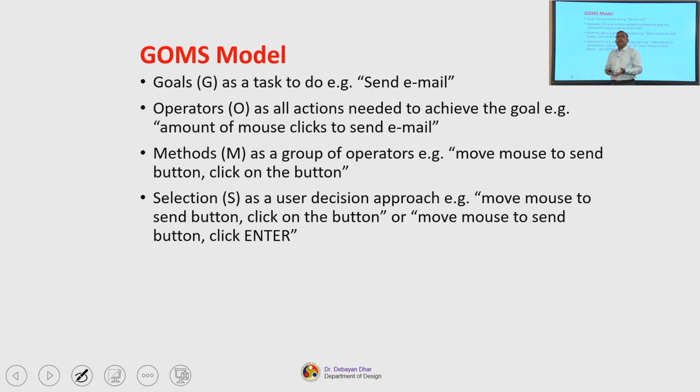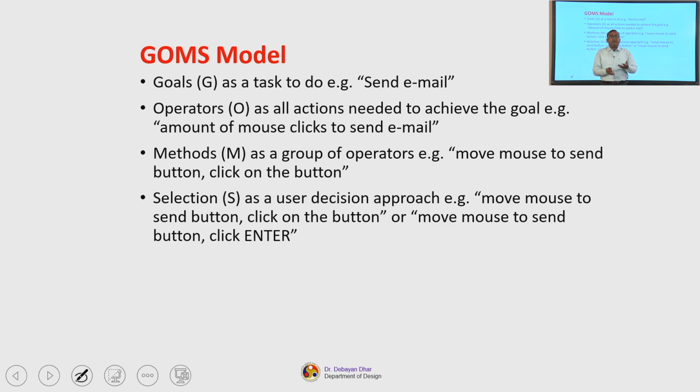Now, let us understand how we analyze GOMS for a particular task. Goals are the task to do, that is, the goal of the activity, for example sending an email. Then, what are the operators that would be required to complete the task? Operators, O, are all the actions needed to achieve the goal.